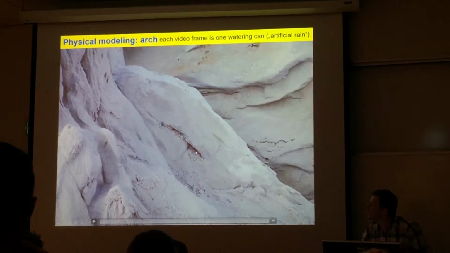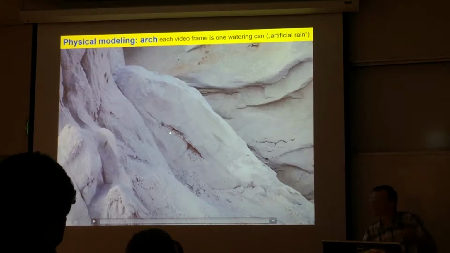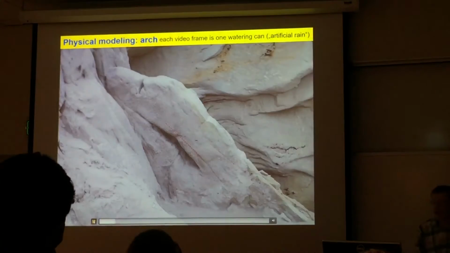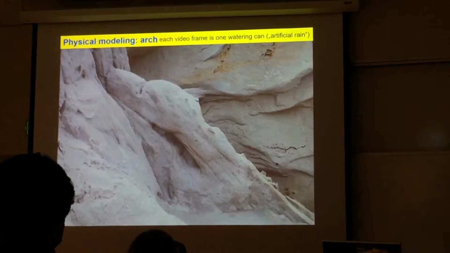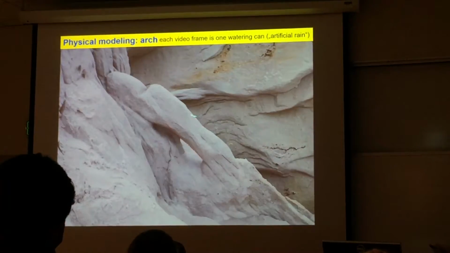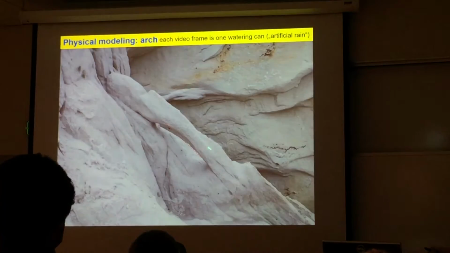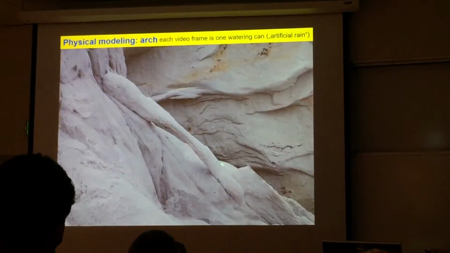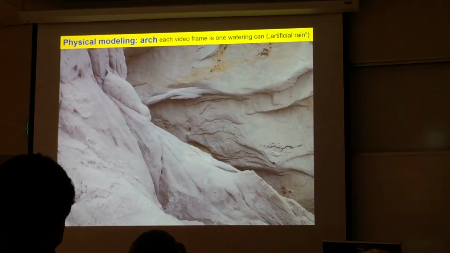Here is the discontinuity made by drilling across this material. And you can see an ugly shape in the beginning, and you can see how it slowly but surely becomes a very nice arch, and then suddenly the arch is gone.